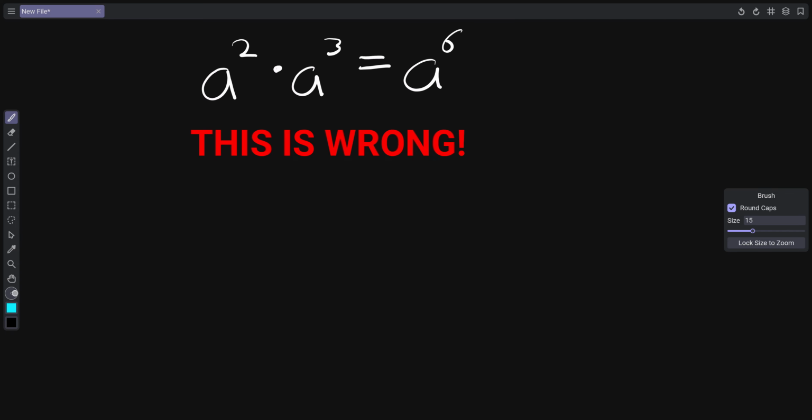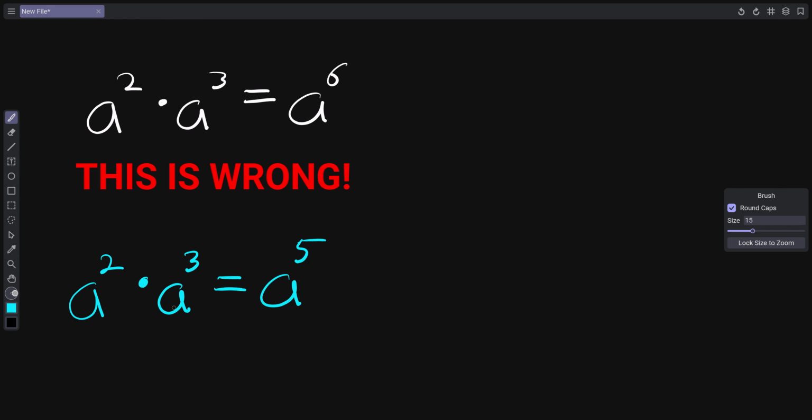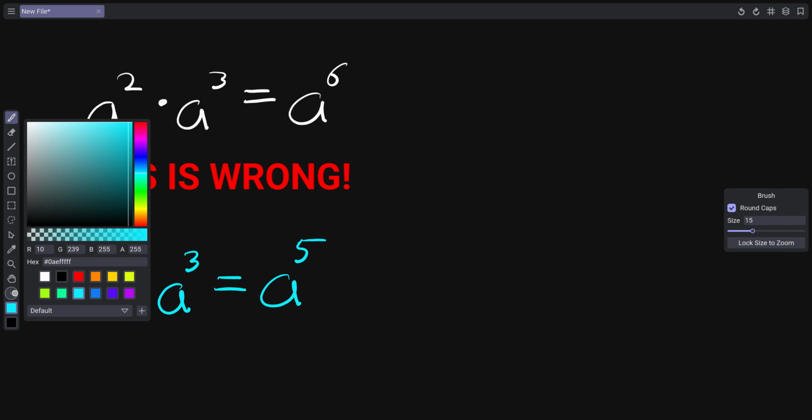So in this example, what you would want to do instead of multiplying the exponents is actually add the exponents. So instead of doing 2 times 3 equals 6, you do something like a to the second times a to the third equals a to the fifth. And if you're a little confused by why this works, I'm actually going to demonstrate why it is going to work. And to do that, I'm going to substitute a value in for a.